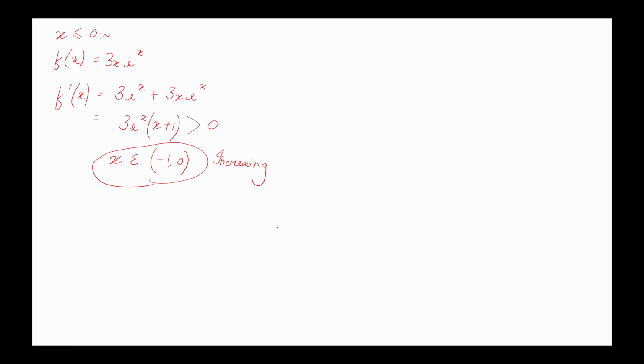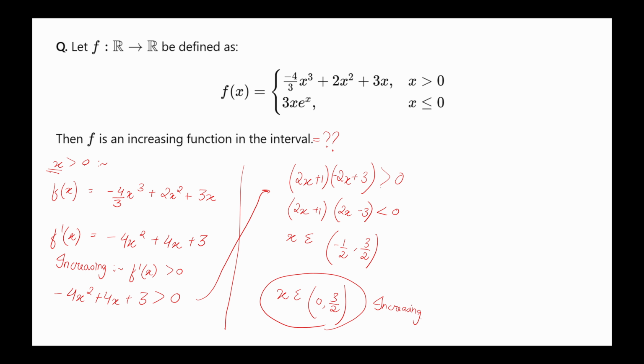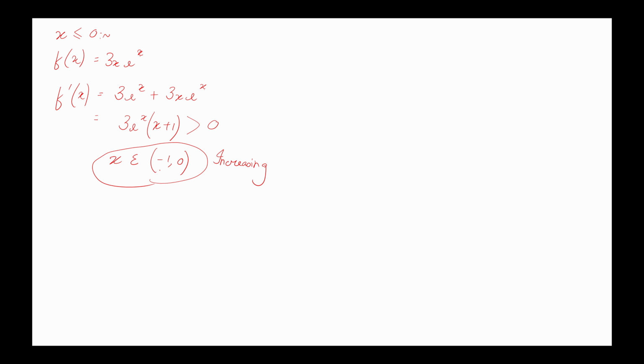I've gotten an interval in which my function is increasing for x greater than 0 as well. So for greater than 0, at this portion it is increasing. For less than 0, at this portion it is increasing. That means my answer, I have to find out in the entire domain in which it is defined, at what intervals it is increasing.